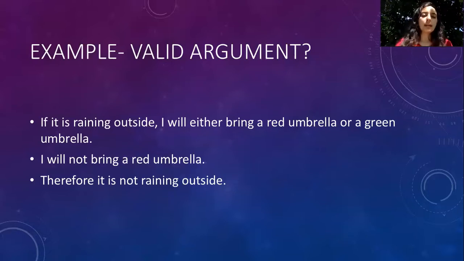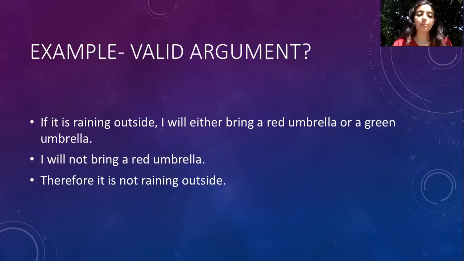So if it's raining outside, you're going to have two options. You either bring a red umbrella or a green umbrella. You decide not to bring the red umbrella. Does that mean that it's not raining outside? Is that necessarily the case? It could be the case, but it doesn't necessarily mean that is the case. You could have just brought your green umbrella, you know? So therefore, this argument is invalid because the conclusion does not necessarily follow from the premise. The premises are true, and the conclusion can be false, and therefore it makes it an invalid argument, because you can have a different option in there.